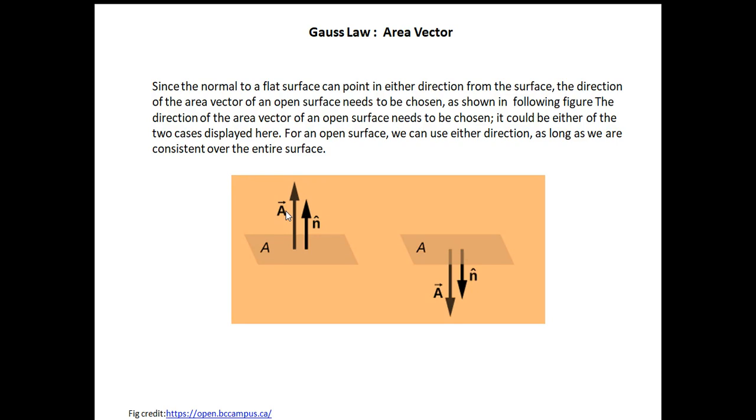Now we talk a little bit more about the area vector. Area vector is normal to the flat surface and can point in either direction from the surface. Means the area vector can be like this also and like this also. This is a flat surface like a paper sheet. Now you can choose this area vector here and the normal here, or it can be like this. But if you choose the area vector on this side and the normal vector on the other side, then it doesn't become consistent and it is not allowed.